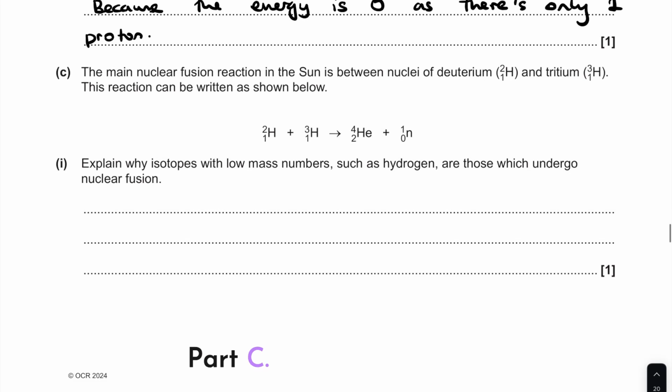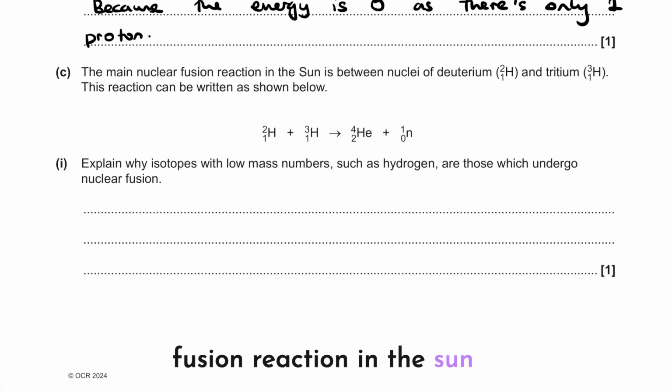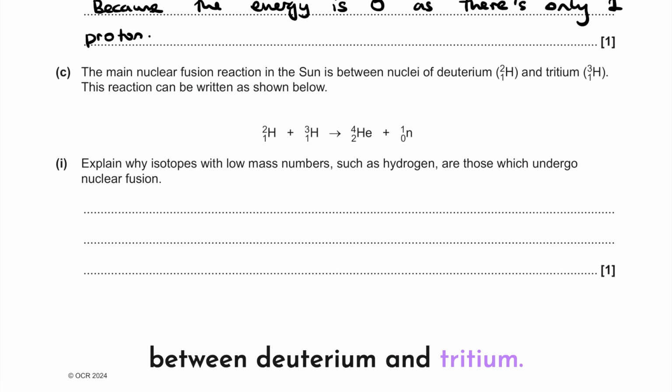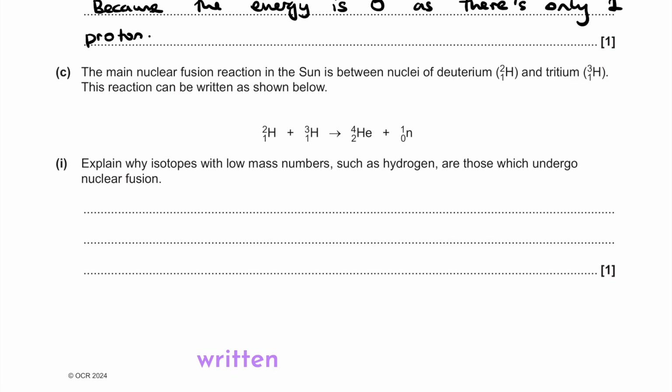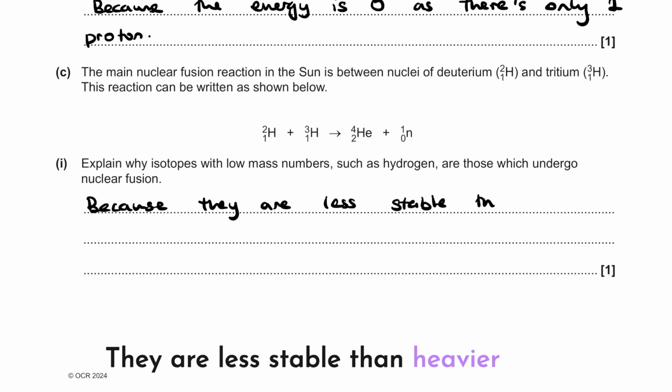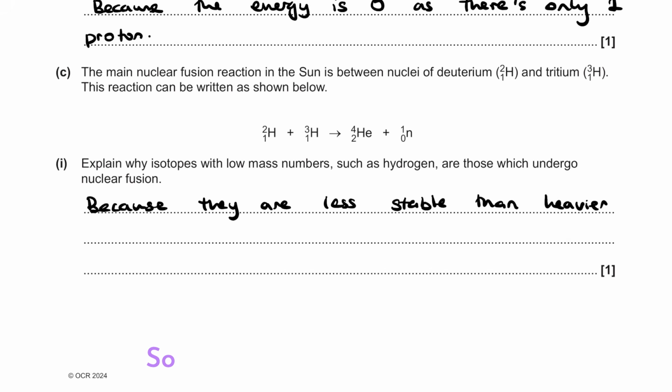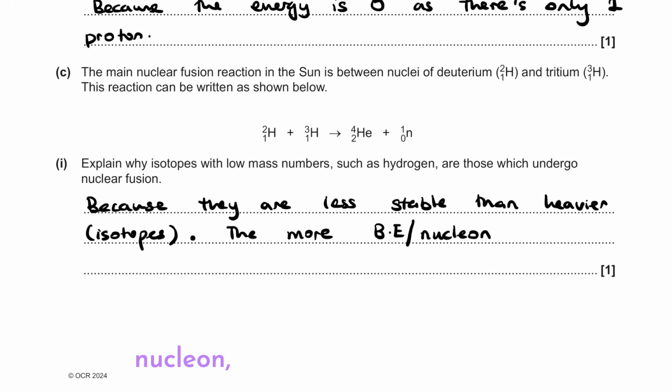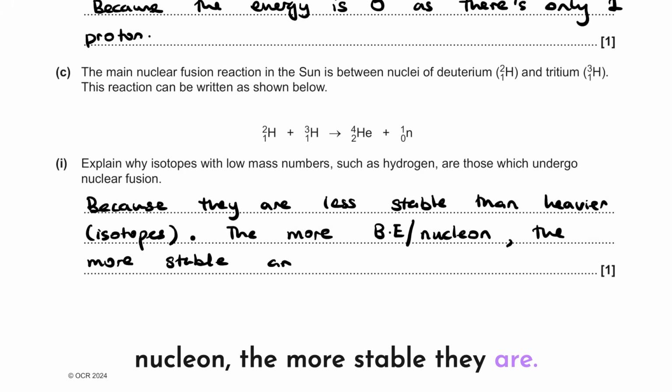Part C, the main nuclear fusion reaction in the Sun is between deuterium and tritium. This reaction can be written as shown below. Explain why isotopes with low mass numbers, such as hydrogen, undergo nuclear fusion. They are less stable than heavier ones. So the more binding energy per nucleon, the more stable they are.